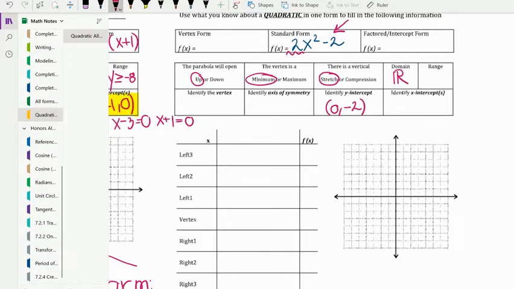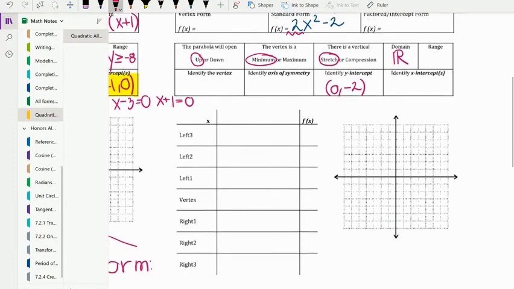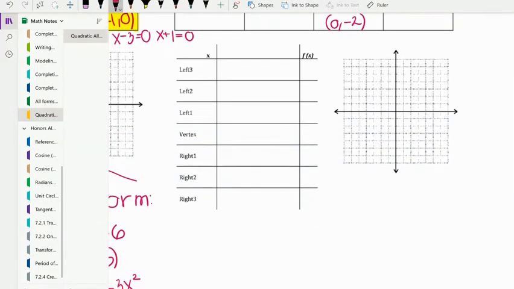And then identify the x-intercept. That we also don't have. So we're going to go ahead and factor this. We'll go ahead and factor it and we'll put it in factored form. So we'll go ahead and start with that. Okay, so we want to put this in factored form. Okay, so what we're going to be factoring is 2x squared minus 2.